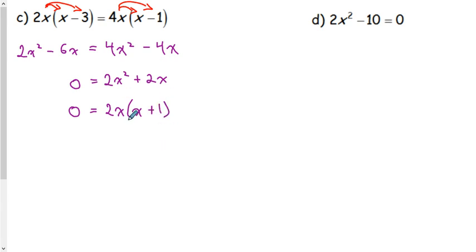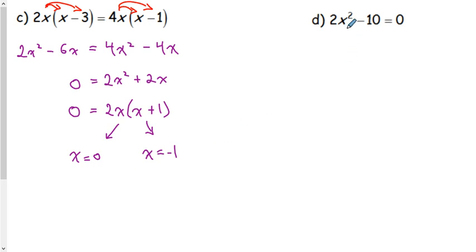So this is just common factoring, right? We always want to start there if we can. So what are our solutions? Well, to get an answer of 0, this one could be 0. Or to get an answer of 0, this one could be negative 1. Those are our two possible solutions that would get us an answer of 0.